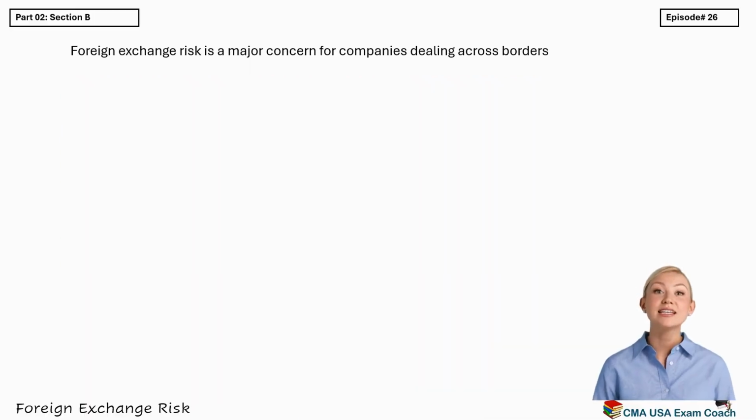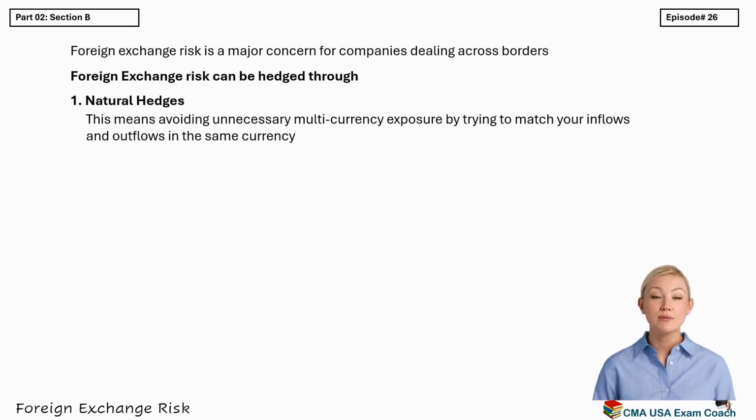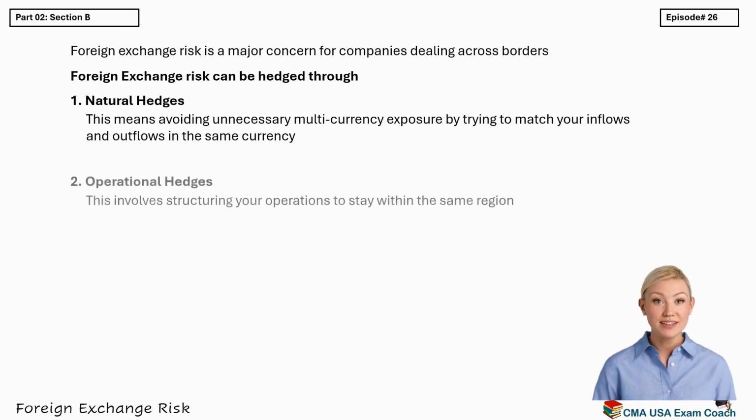Foreign exchange risk is a major concern for companies dealing across borders, but the good news is it can be effectively managed or hedged. Let's explore some practical methods companies use to hedge this risk. First, we have natural hedges. This means avoiding unnecessary multi-currency exposure by trying to match your inflows and outflows in the same currency. For example, if you're earning revenue in euros, try to keep your expenses, payables, and loans also in euros. This way, fluctuations in exchange rates won't have much effect on your profitability, because the cash in and cash out is in the same currency.